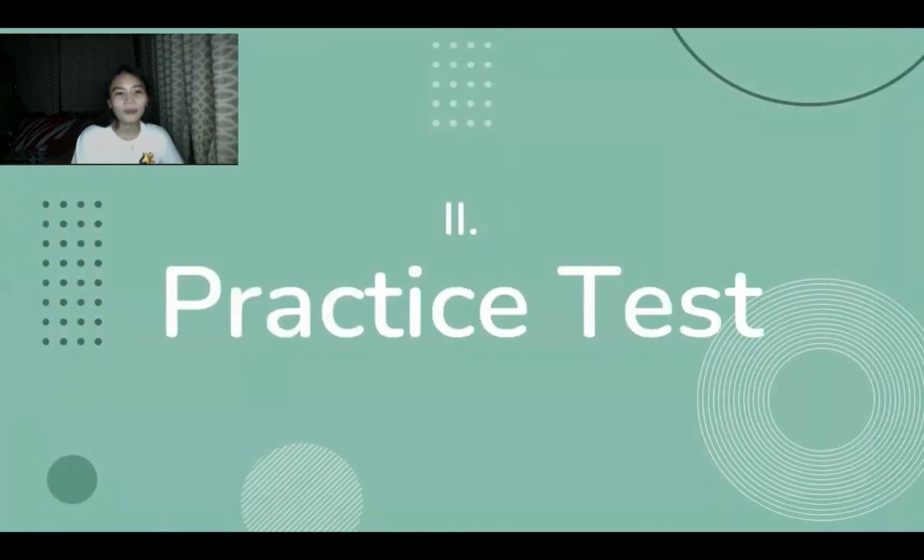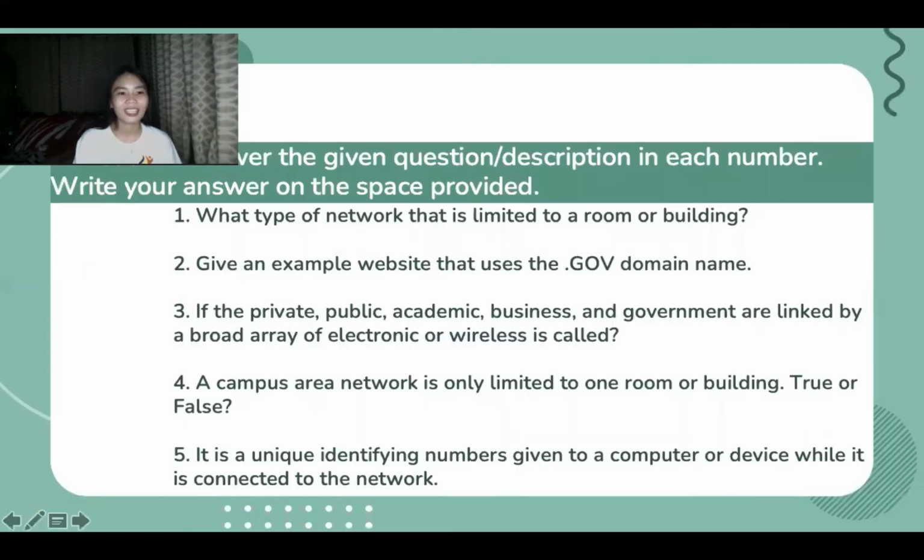Okay, now let's proceed to our practice test. For our practice test, I will just give you 5 seconds to answer, and then you can just write your answer on a piece of paper, and then you can correct it. I will just give you the correct answer after 5 seconds. Okay, so directions. Answer the given question or description in each number. Write your answer on the space provided.